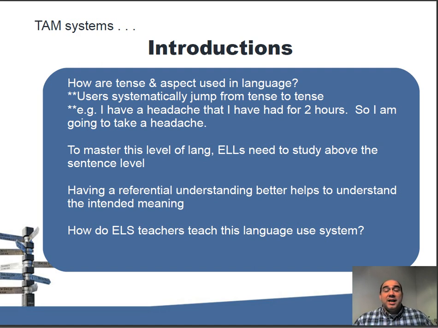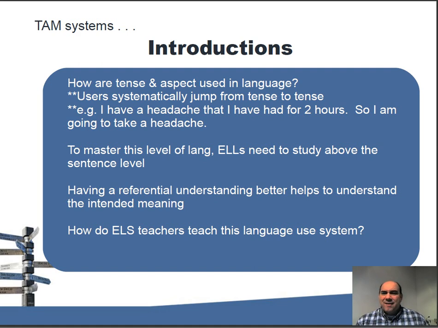How are tense and aspect used in language? Well, users typically jump around depending on the topics that they're referring to. Sometimes they can jump between tenses, they can jump between aspects depending on where their mental state is at the time. If they're trying to tell a story, a narrative, they may jump into the past. But at the same time, they may imagine that they're in the past and then start talking in the present. We'll look at some of these examples as we go. But in any event, we jump around from tense to tense and aspect to aspect.